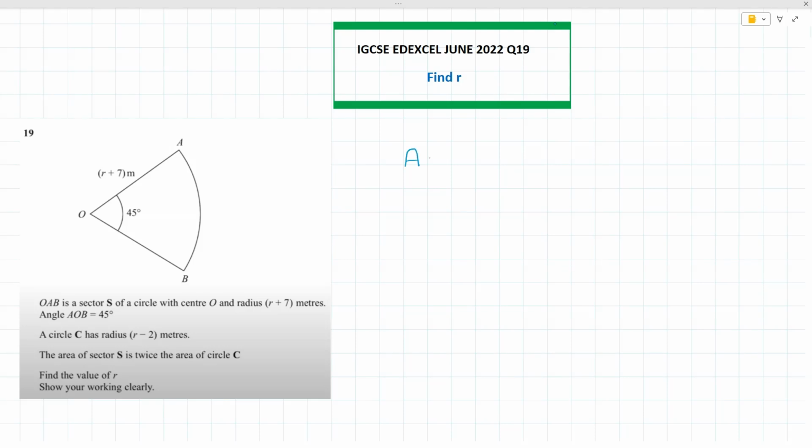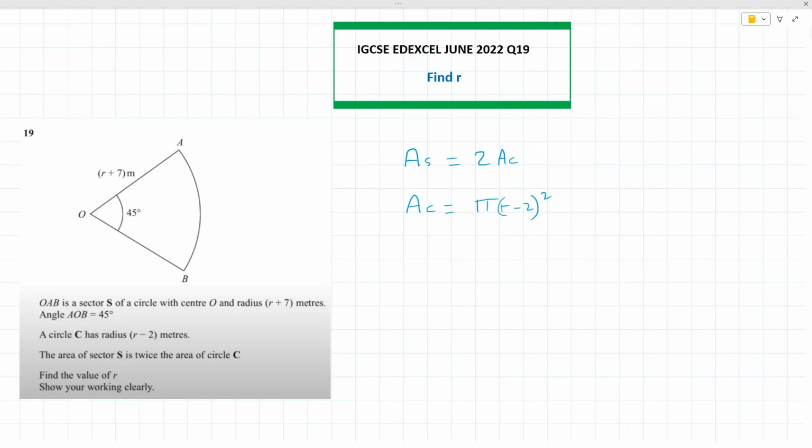You're given the area of a sector, and that area of the sector is 2 times the area of a circle. Now the sector is given to you in the drawing here, and it's got a radius of r plus 7 and an angle of 45 degrees, and the circle has radius r minus 2 meters. So we can do the circle pretty quickly. We can say that the area of the circle is equal to, pi r squared is the formula for the area of a circle, so pi times r minus 2 squared.